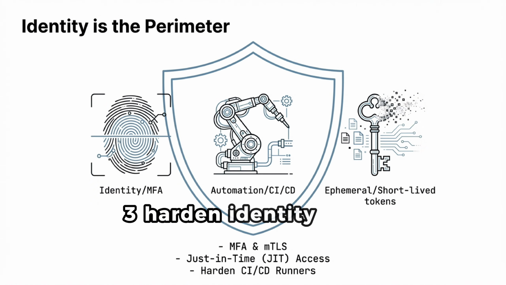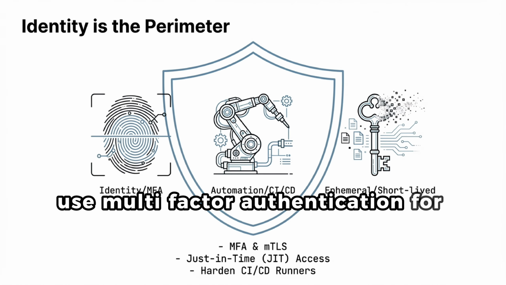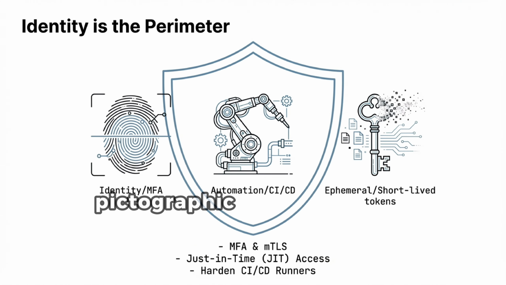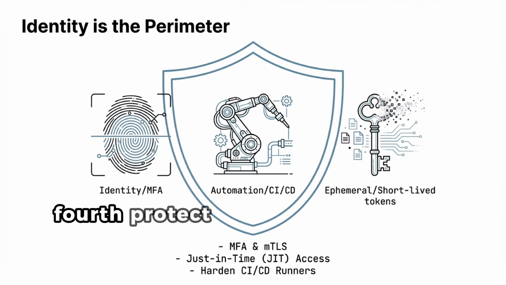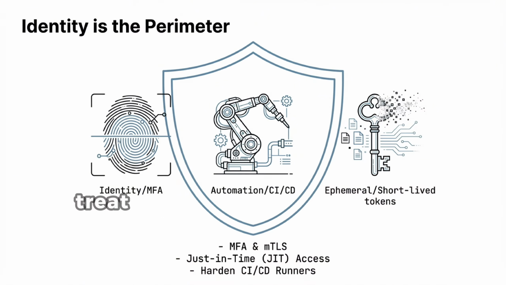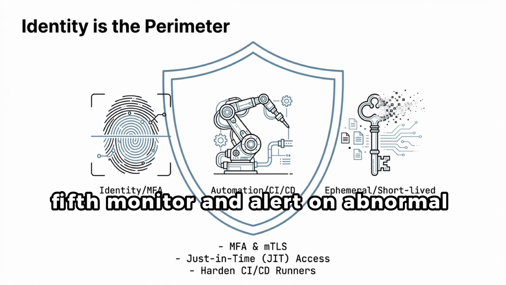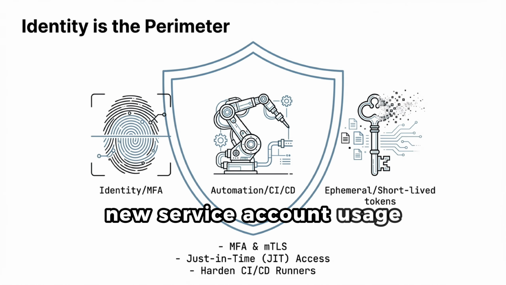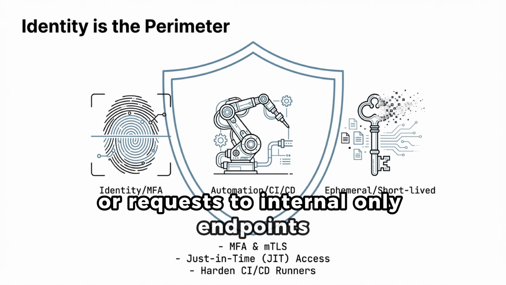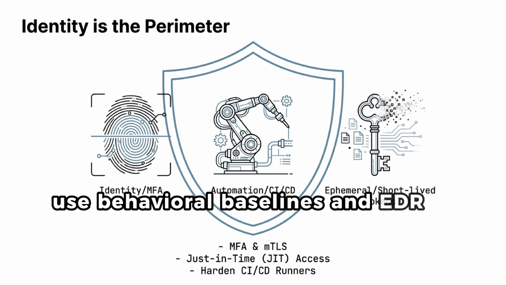Third, harden identity flows. Use multi-factor authentication for interactive access. Require strong cryptographic authentication between services, such as mTLS, and ensure token issuers enforce audience and scope checks. Fourth, protect automation and CI/CD. Treat build systems as high-risk pillars, restrict what runners can access, sign artifacts, and require reproducible builds. Fifth, monitor and alert on abnormal flows. Lateral movement often shows up as odd login patterns, new service account usage, or requests to internal-only endpoints. Use behavioral baselines and EDR to spot them.